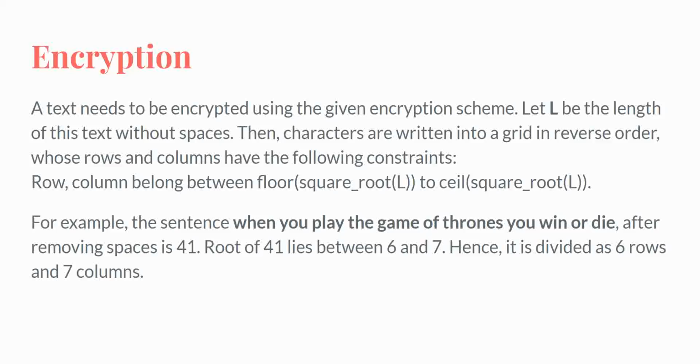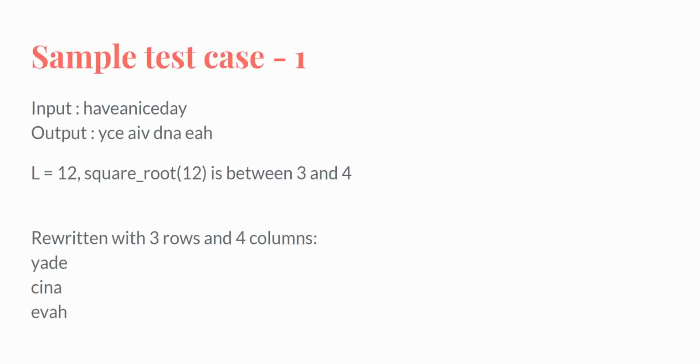For example, the sentence, when you play the Game of Thrones, you win or you die, after removing spaces is 41. 41 is the length of the whole string without spaces. So, the root of 41 lies between 6 and 7. Hence, it is divided as 6 rows and 7 columns. 6 into 7 is 42. Hence, we should also make sure that the number of rows into the number of columns is greater than the length of the string.